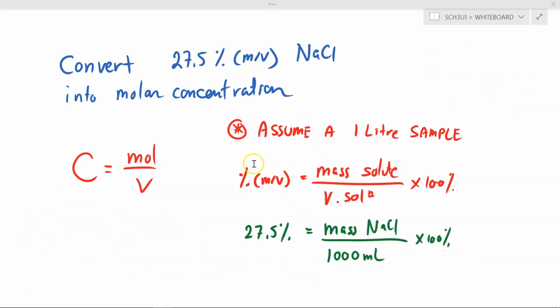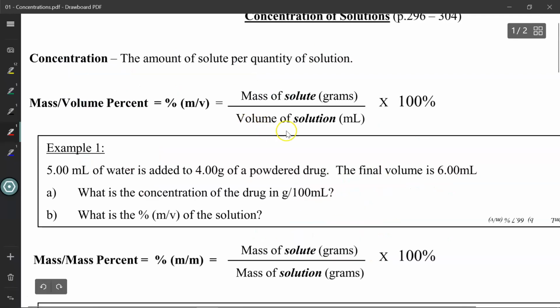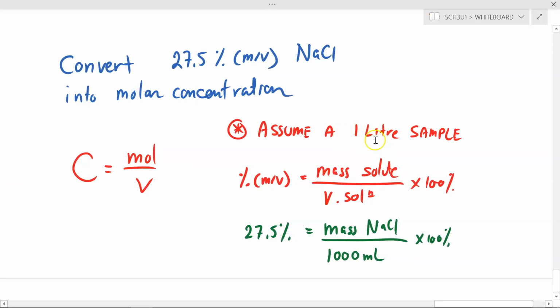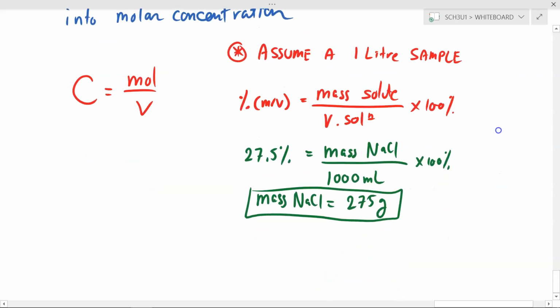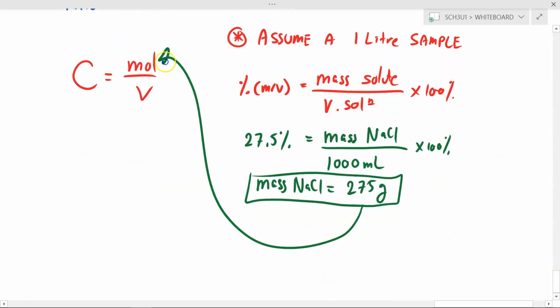So I'm going to start plugging in values where they belong: 27.5% MV, and the 1 liter solution goes in the volume. But be aware, when you're doing %MV, volume must be measured in milliliters. So we multiply the 1 liter by 1,000 and it gives me 1,000 milliliters. I can now punch this into a calculator and I'll get the mass of the sodium chloride is equal to 275 grams. Now that I have this mass, I can now turn it into a mole value.